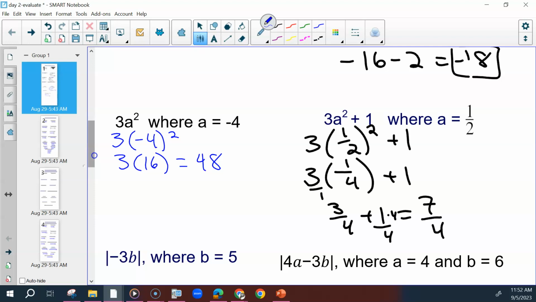So this, unless the 3 and a are in parentheses, that only gives us 5. Okay.